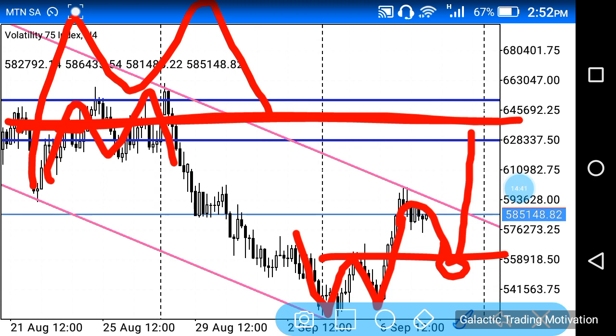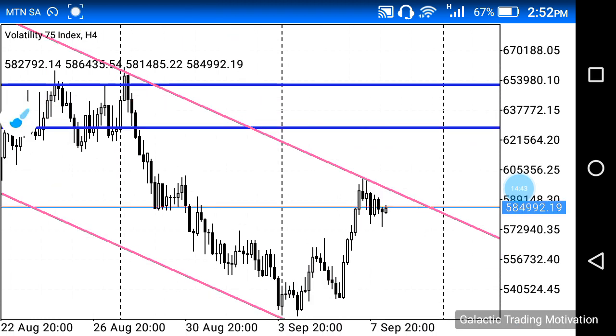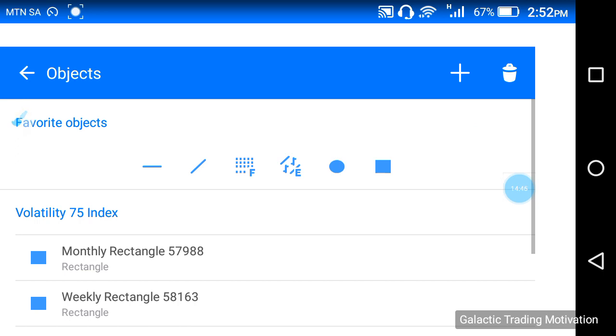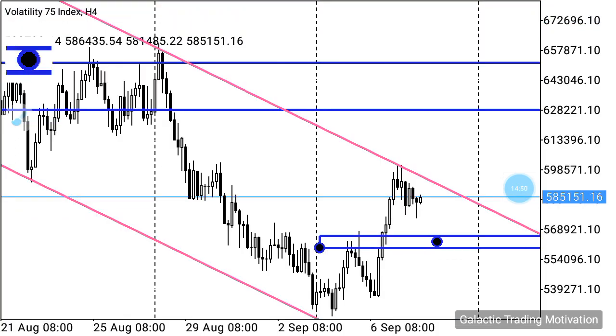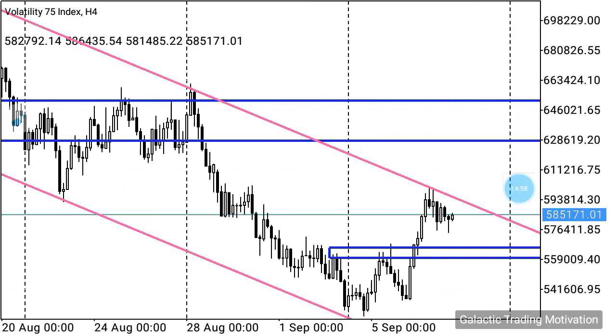Anyway, let's proceed. So I'm just going to add the neckline of the W structure as well, so that we don't forget about it. So there goes our neckline. Let's see, there we go, right? So what else do we see on this chart that we should be paying attention to? At this point, I don't see much really.